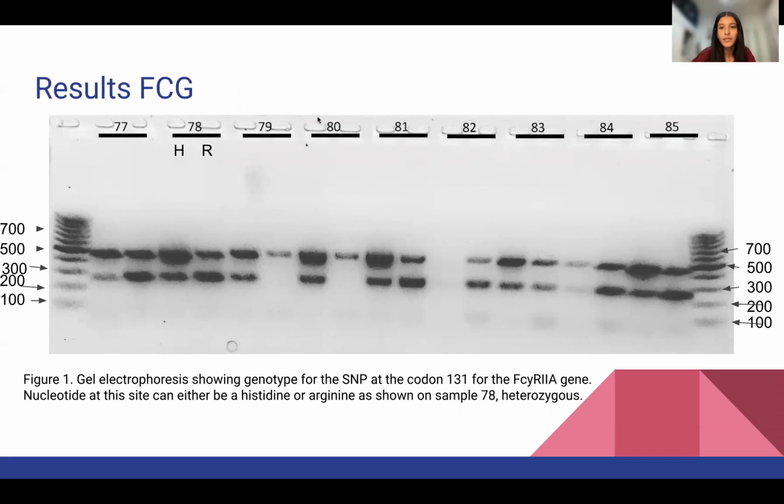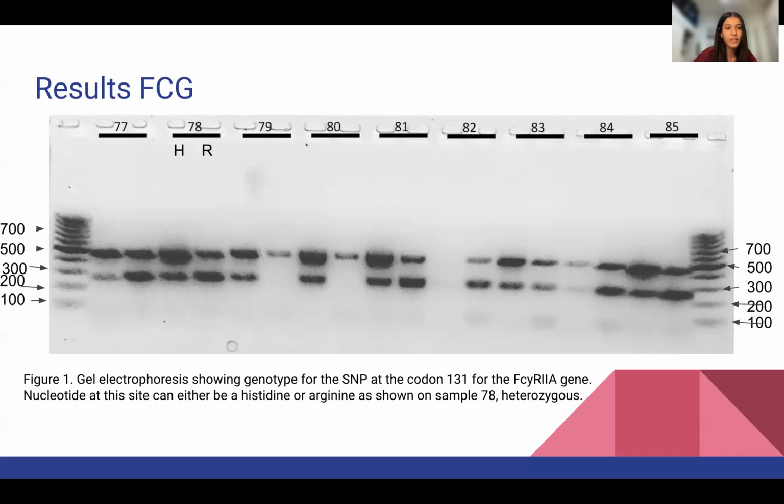Okay, so looking at the results for the FCG gene, for the first line, that's the control line. It just gives us a basis for what we should be looking at in terms of the size of the DNA. The second line is what we're going to be looking at. In the left-hand column, this is the histidine, and the right-hand column is for the arginine.